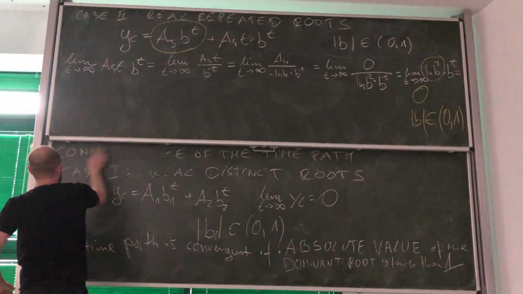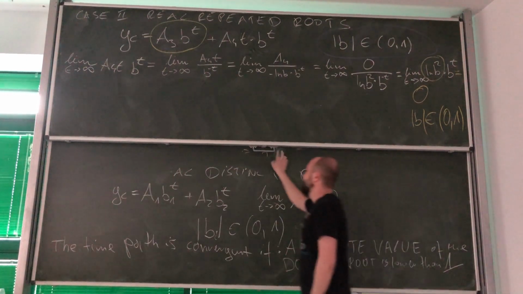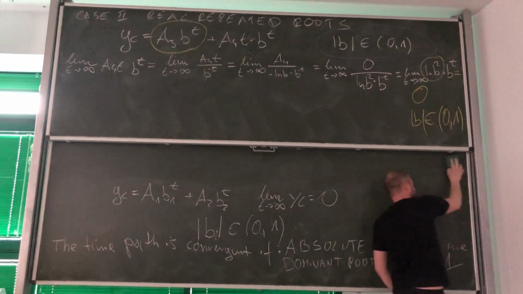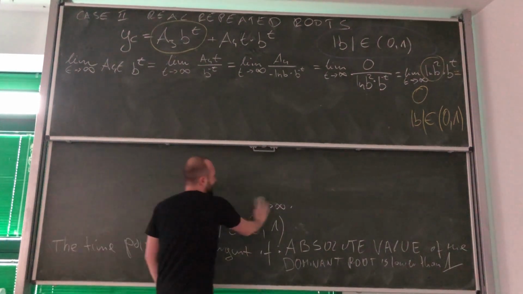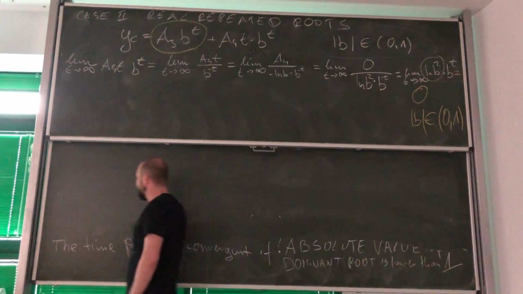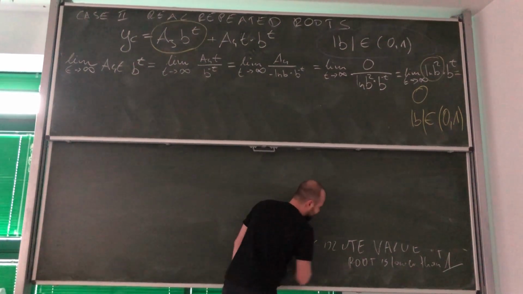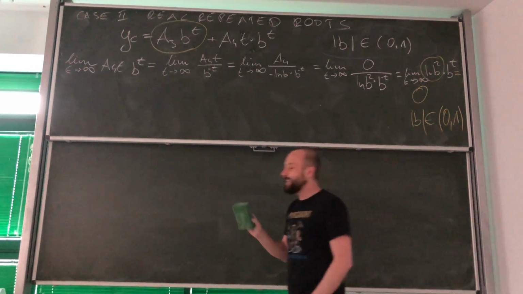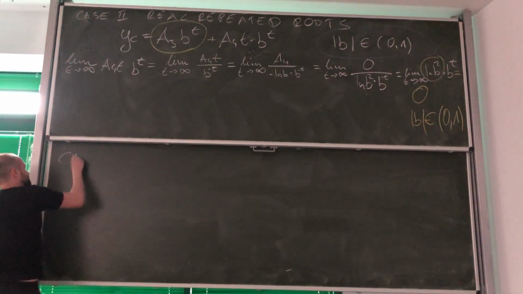Well, the last case, of course, is the case of complex roots. And as usual, and as the name suggests, the complex roots are complex, so probably assessing the convergence of the time path would be really, really hard. However, in this case, it turns out that assessing the convergence of the time path under complex roots is the easiest of all three cases.